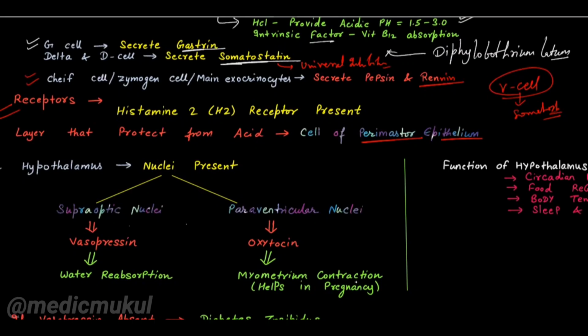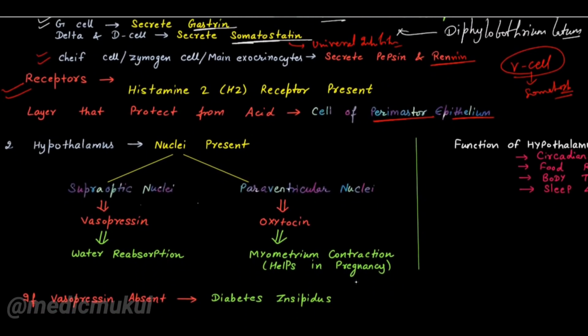Okay, great. Then the next one is our hypothalamus. There are loads of nuclei present in the hypothalamus. This question we will discuss again when we study the endocrine. So in the hypothalamus, what nuclei are present?